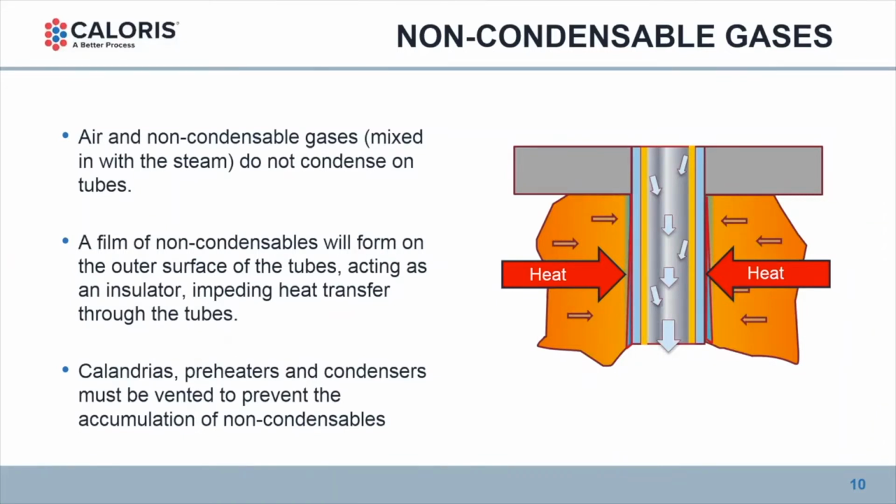And while you've got steam trying to get to the surface of your tube to condense and release energy inside, as you get air inside the system, if you don't get it out of there, it impedes the heat transfer efficiency of your tubes. So all calandrias and preheaters, anything that is a vapor heating on the shell of your device, you need to remove non-condensable gases continuously.